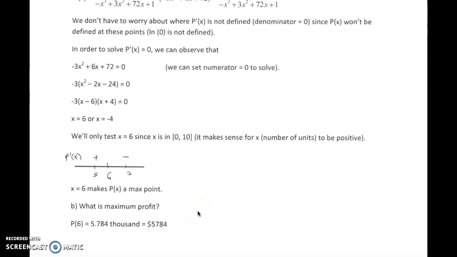So if we want to know the maximum profit, we're going to take that 6 and plug it into the original function. And we end up with 5.784. Remember that our units were in thousands of dollars.